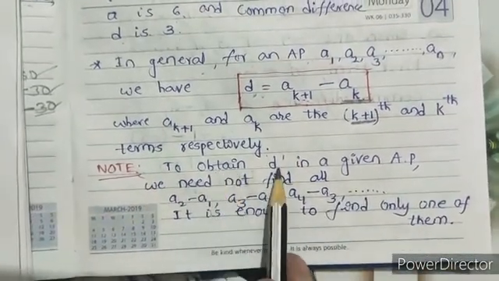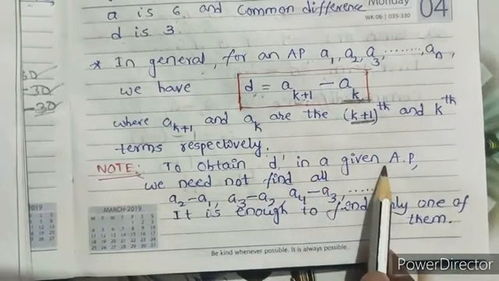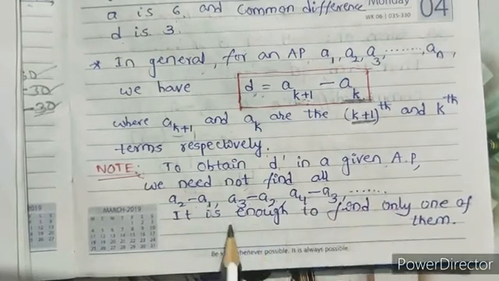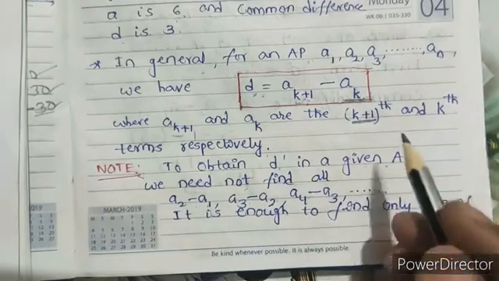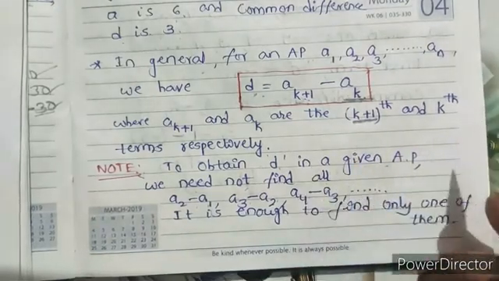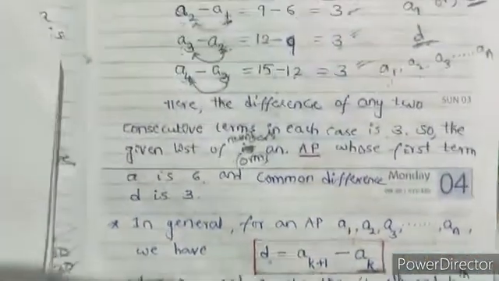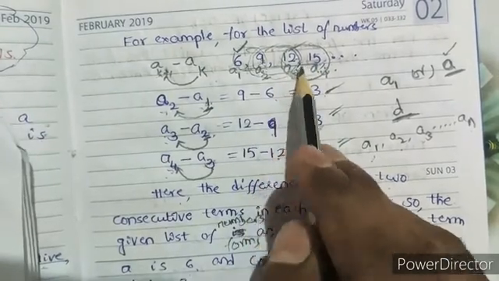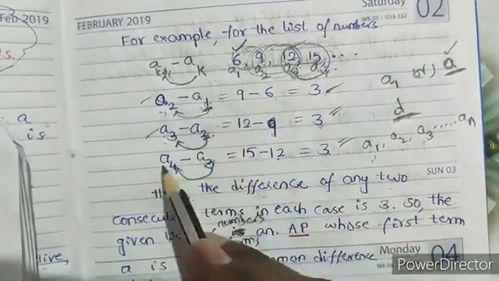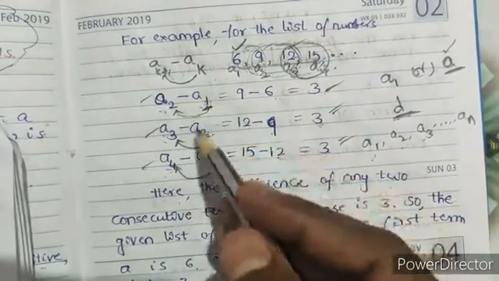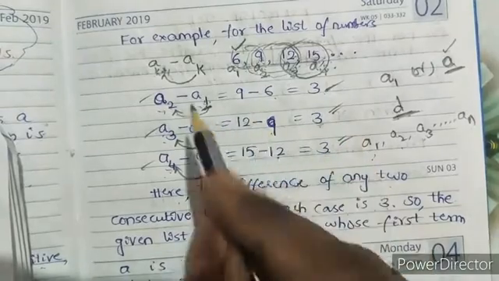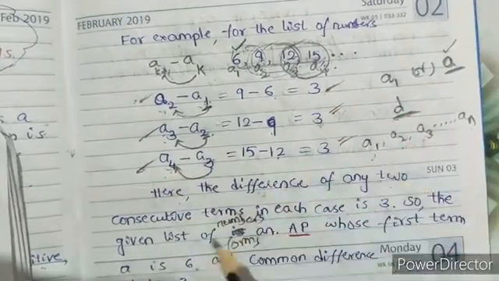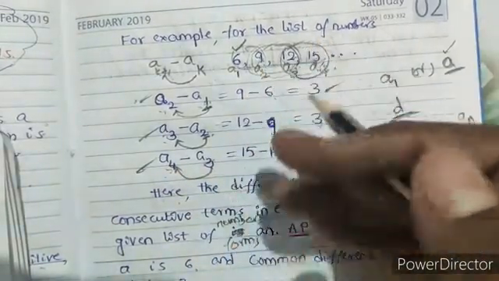Note. To obtain D, that is the common difference in a given AP, we need not find all of A2 minus A1, A3 minus A2, A4 minus A3 and so on. It is enough to find only one of them. For example, if one arithmetic progression is given and you wanted to find out the common difference, you need not find A2 minus A1, A3 minus A2, A4 minus A3, all. Only one of them is enough. Either you can use A2 minus A1, or you can use A3 minus A2, or you can use A4 minus A3. Any one of these we can use.